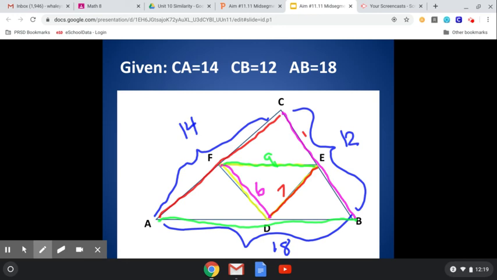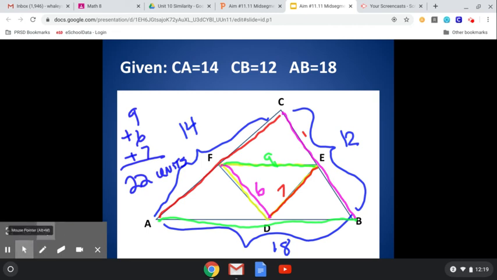Now I combine all those up. 9 plus 6 is 15, plus 7 is 22. The perimeter of this smaller triangle is 9 plus 6 plus 7, 22 units. We don't know the units on that, so 22 it is. There you have it. Use of the mid segments to find the perimeter of a smaller triangle within a triangle.